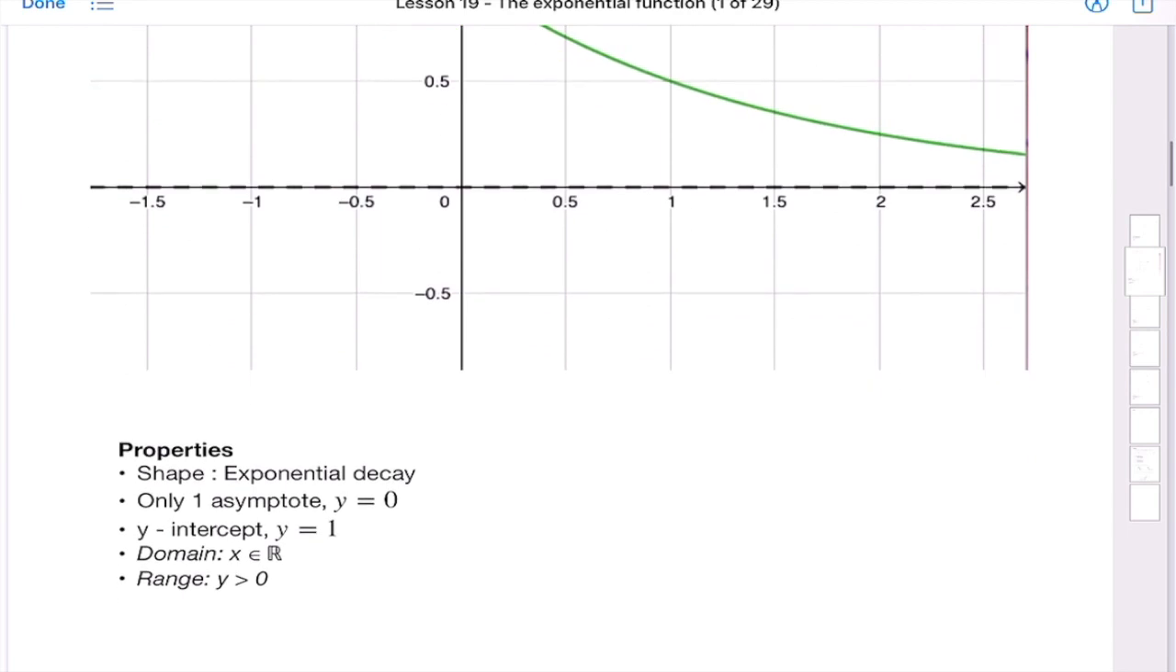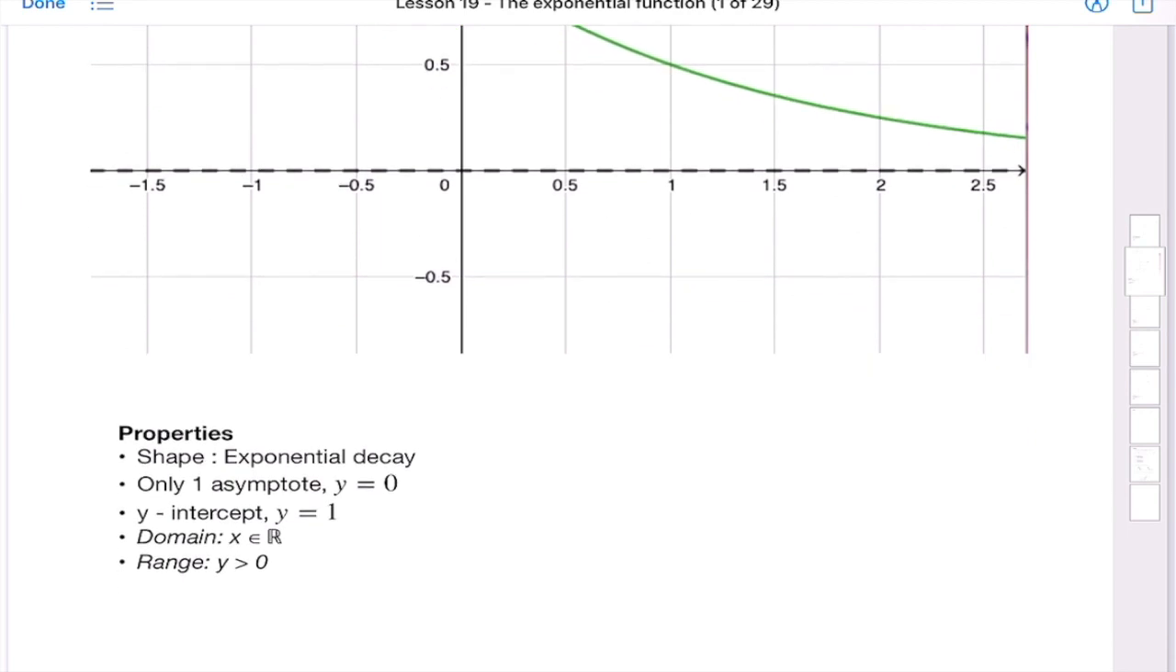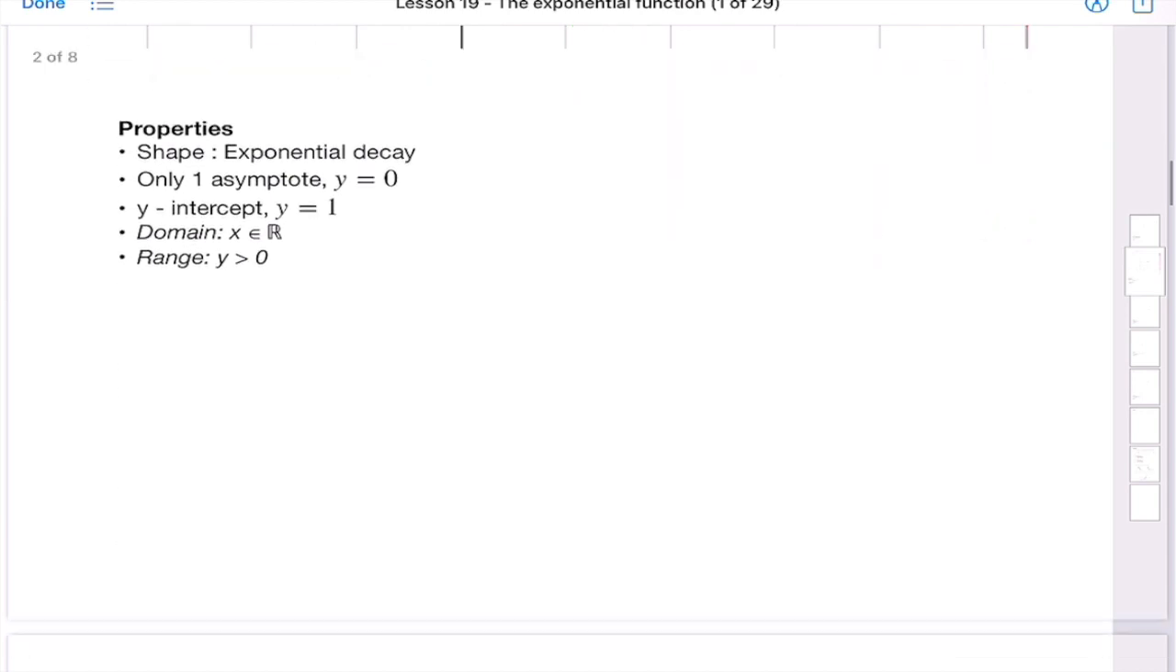The other properties will also include the asymptote. There is only one asymptote for the exponential function. The domain is all the real values of x in this case, but the range, once again, is all the values of y that are greater than 0.